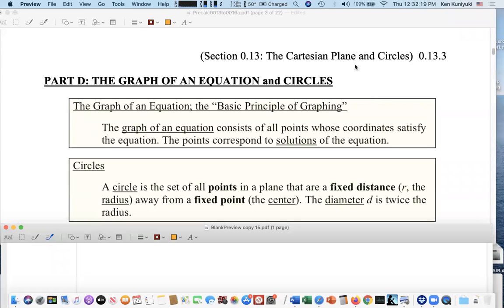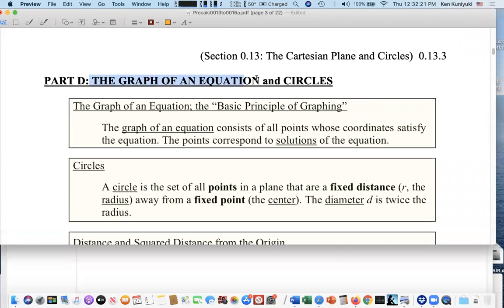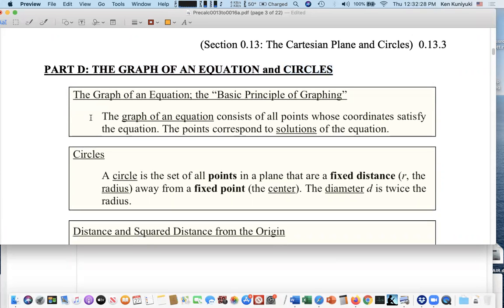Hi, everyone. Let's talk about the graph of an equation in general, and then go on to circles, some very basic graphs. The basic principle of graphing. This may be obvious to some of you, but actually it's a lot deeper than you might think.